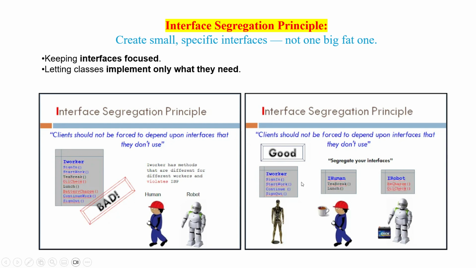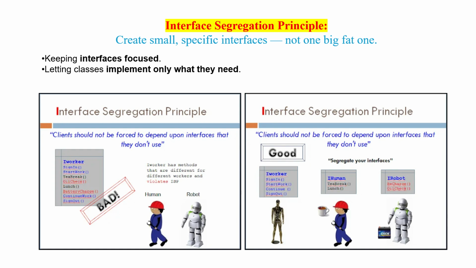Another example, if we see, we have segregated or broken this IWorker interface into some smaller interfaces as well, IHuman and IRobot. So now what will happen, we have to implement only the necessary interface in the class, which is for Human as well as Robot, and the common interfaces can also be included in both of them as needed. So that is what the Interface Segregation Principle means.